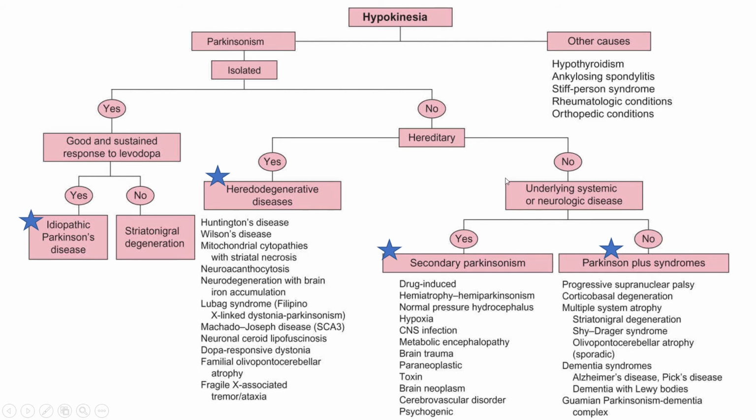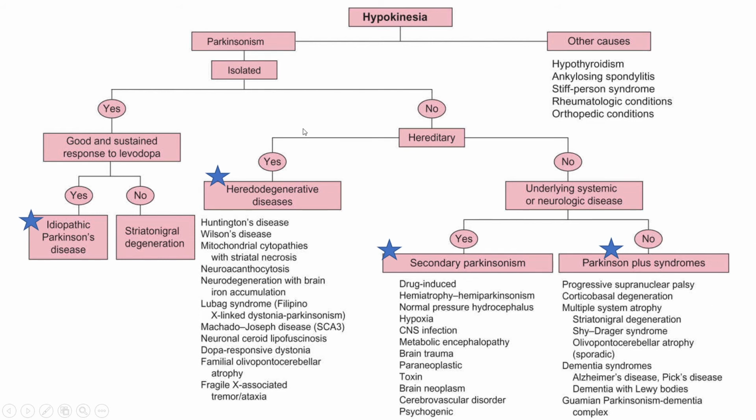If it is not hereditary, we would be looking for some underlying systemic or neurological disease. If with Parkinsonism we are finding an underlying disease, then this is nothing but a secondary Parkinsonism. For example, it could be drug-induced Parkinsonism, yes. It can be normal pressure hydrocephalus, yes. It could be hypoxia or any sinus infection, metabolic encephalopathy, a brain trauma, paraneoplastic, toxin, a cerebrovascular disorder, or even psychogenic. If there is no underlying systemic or neurological disease, not hereditary, not isolated, then we'll be thinking about something known as Parkinson plus syndromes.